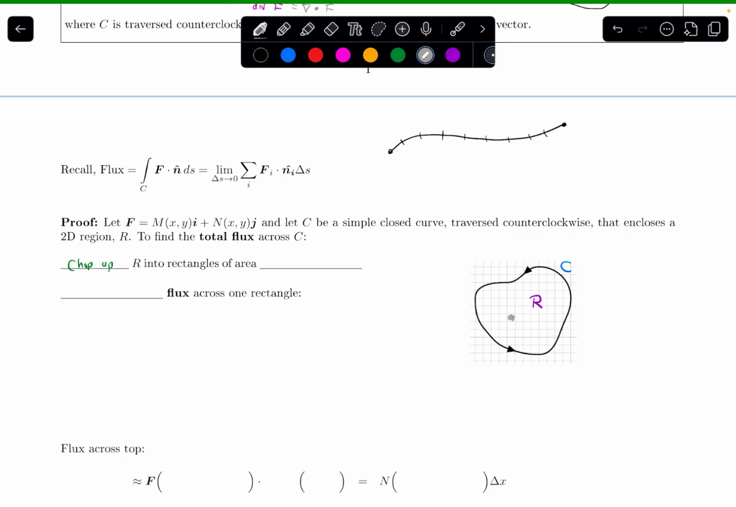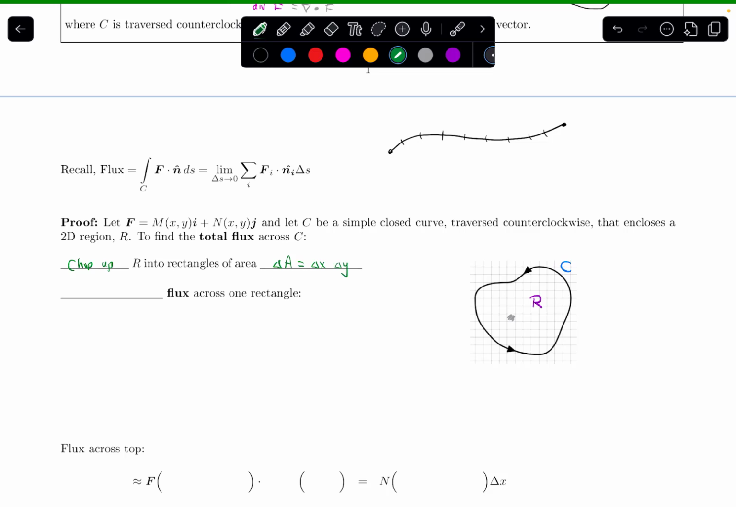And that rectangle has this width and it has this height. The width is in the x direction. The height is in the y direction. So I'll call the area delta A, and delta A will be that little width, delta x, times that little height, delta y.